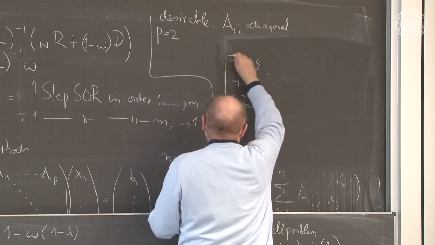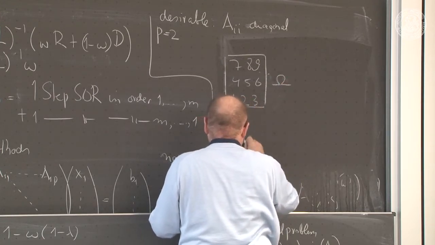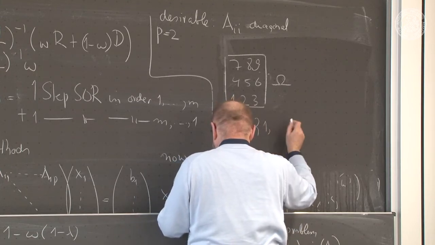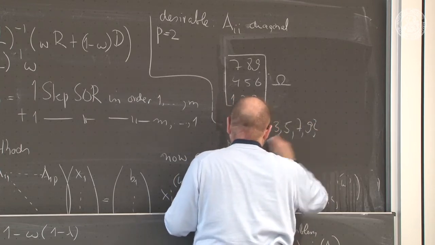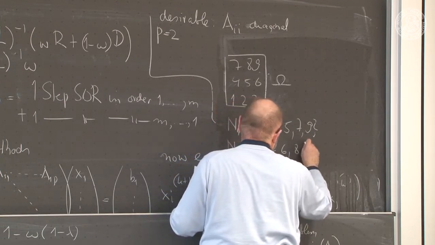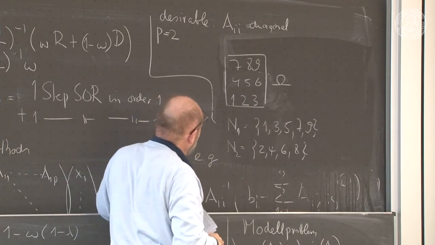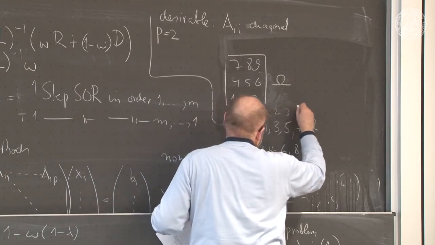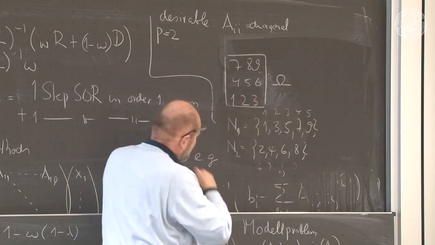So this is our omega. Now we subdivide these nodes into 2 sets. In the first set, we collect the nodes 1, 3, 5, 7, 9. And in the second set, 2, 4, 6, 8. So now if I do the numbering 1, 2, 3, 4, 5, 6, 7, 8, 9, I had a mistake somewhere.